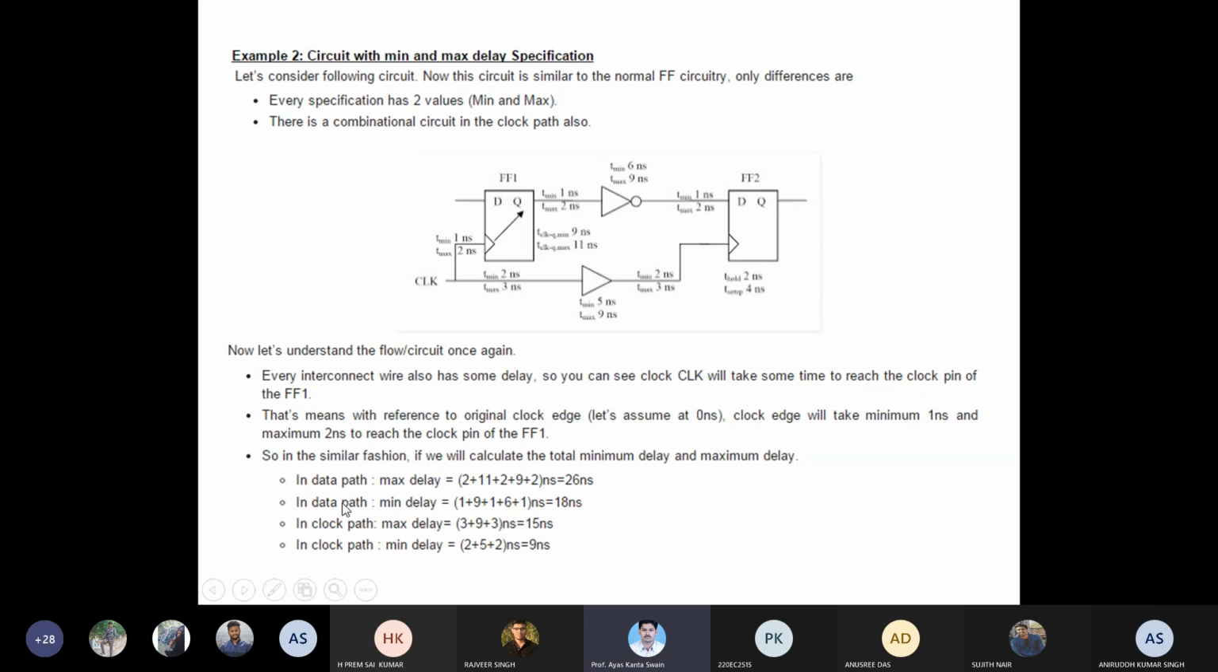Similarly, the minimum delay in this data path is: first one is 1, then 9, then 1, then 6 in the combinational logic, then 1 before your flip-flop 2.